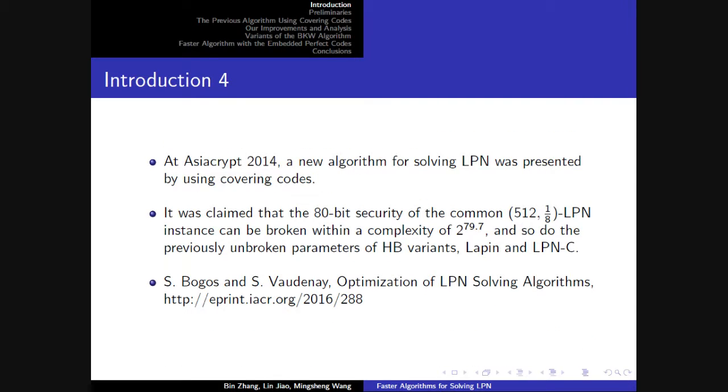At Asiacrypt 2014, a new algorithm for solving LPN was presented. It was claimed that the 80-bit security of the common 512, 1/8 LPN instance can be broken with a complexity of 2^79.7, and so can the previously unbroken parameters of HB variants, Lapin, and LPNC. Recently, there is also a paper by Dr. Bogus and Professor Vandenay on ePrint proposing another algorithm for solving LPN.